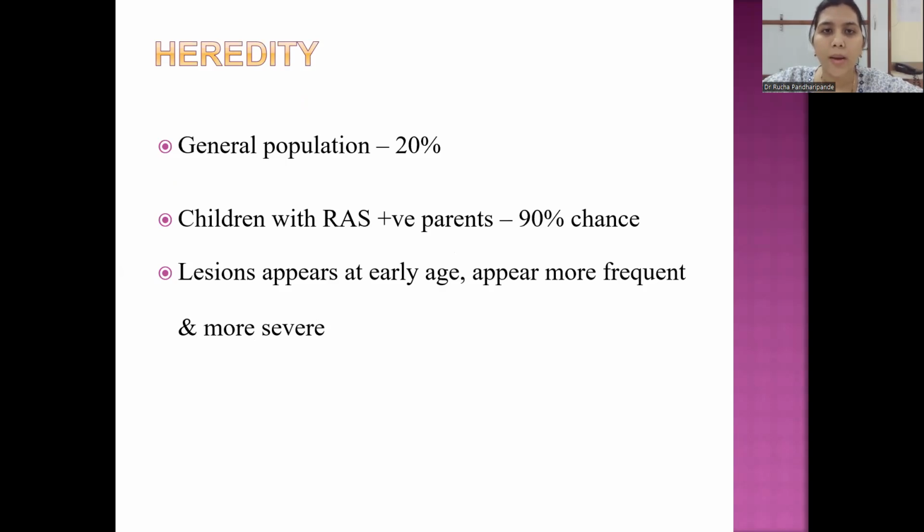The prevalence of aphthous stomatitis is 20% among the general population. So if both the parents are having recurrent aphthous stomatitis, there is a chance that the baby will also get aphthous stomatitis. There is a 90% chance. Then lesions that appear at an early age are more frequent and severe.